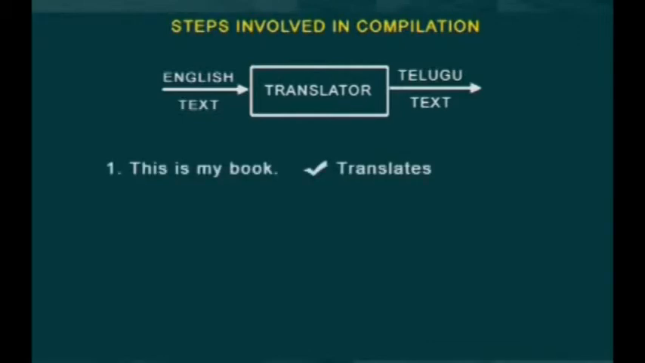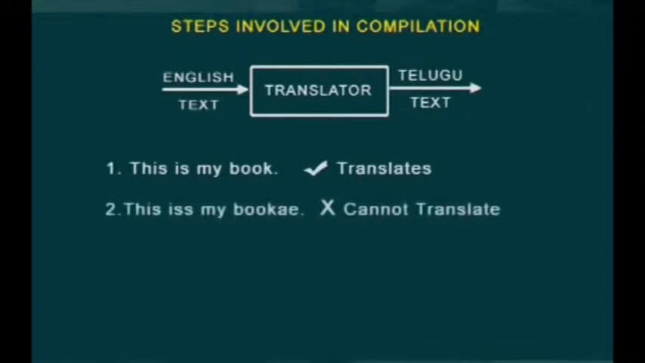The translator has translated that, but I could not understand the process of translation. The second sentence I have given to the translator is, this is my book, but with two misspelled words. I am feeling that this is my book, but the translator says he cannot translate. Then I immediately asked the translator why he cannot translate this sentence. He pointed out, this sentence consists of two invalid words.